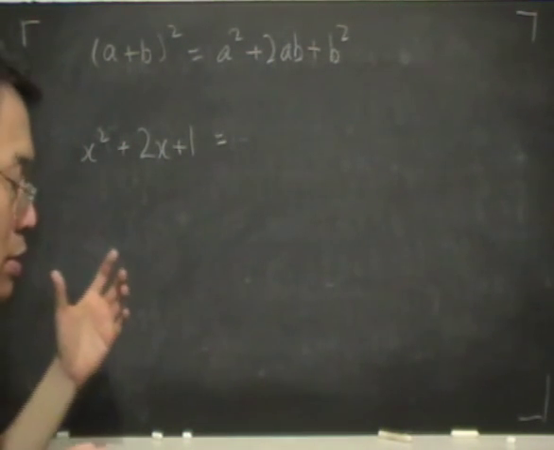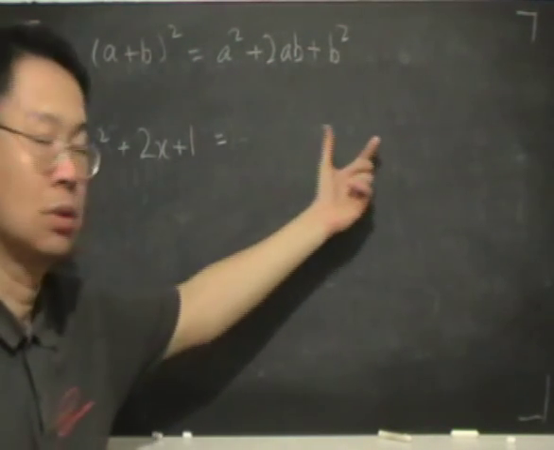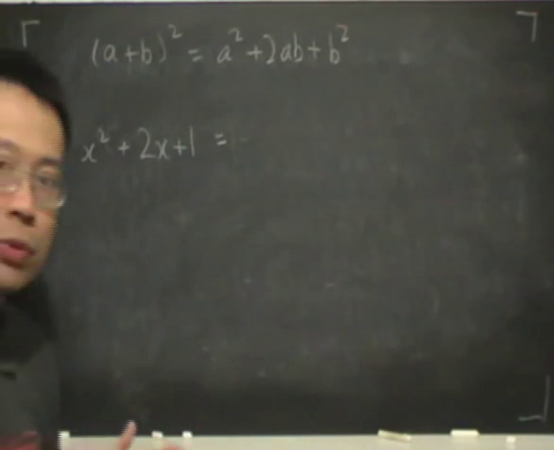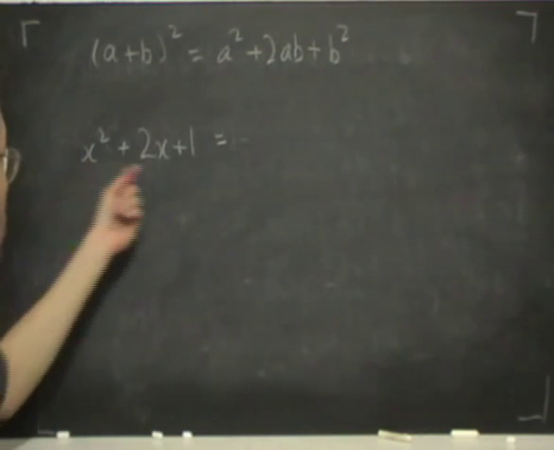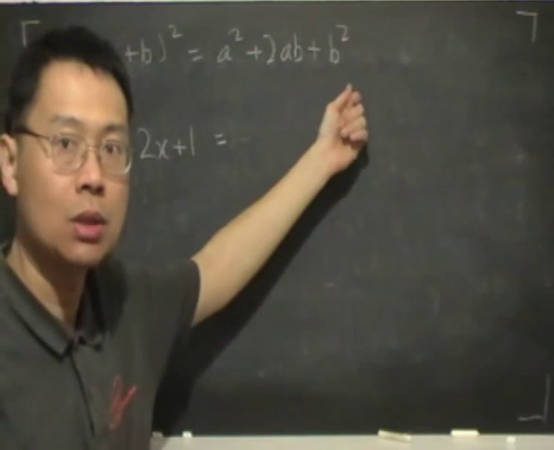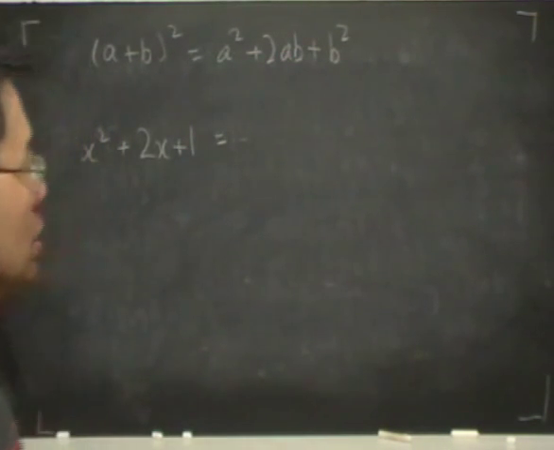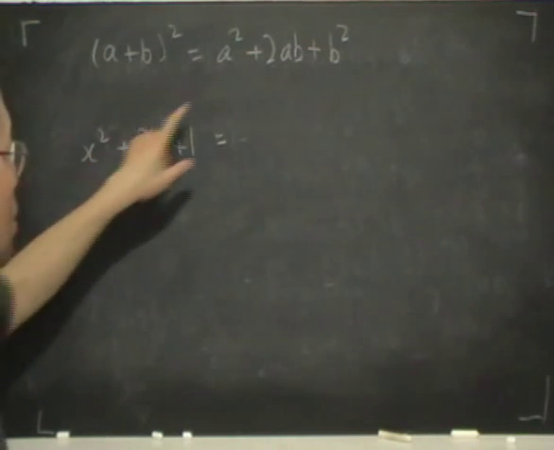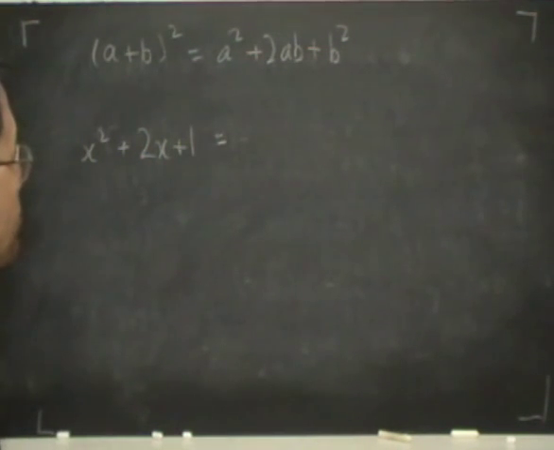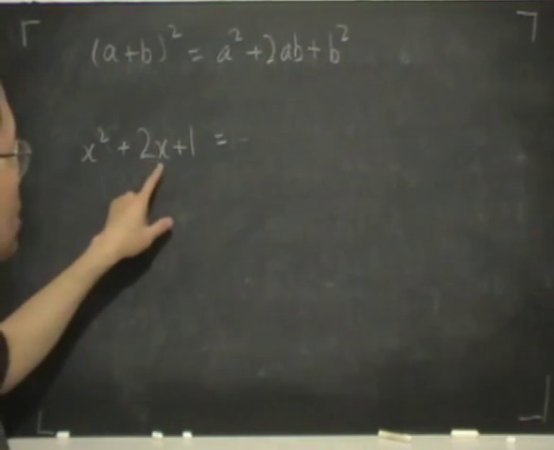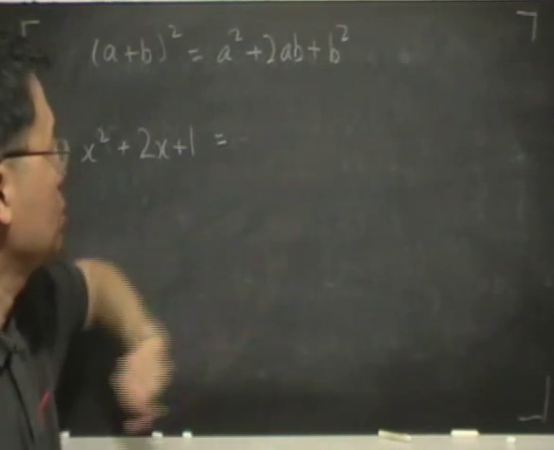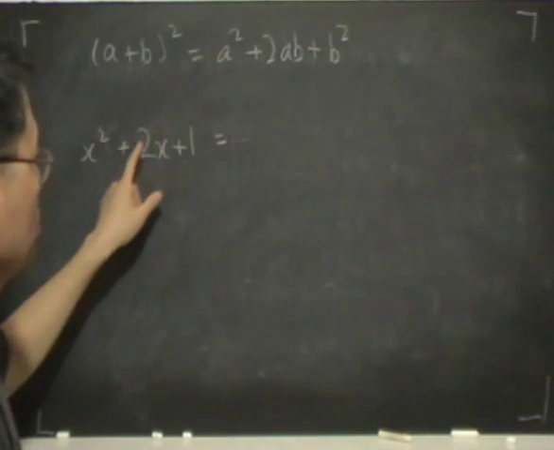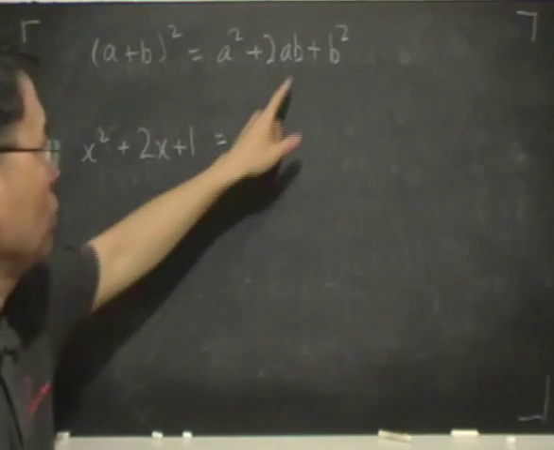Again, we can use the previous method where we write down the two brackets and try to find the numbers. But in this case, if you can notice that this expression is similar to this one, then you can actually use this formula. Are they similar? Well, let's take a look. You have x squared here, a squared there. Now you have 2x here and 2ab. If I'm going to say that a is the x, then what is the b?